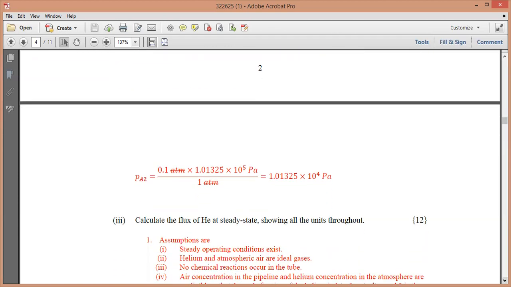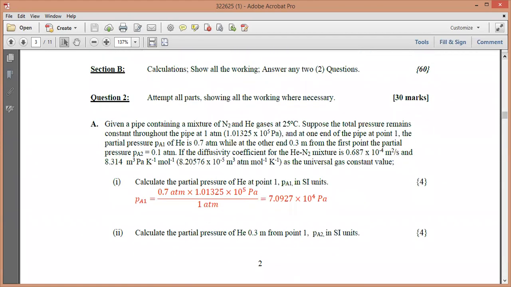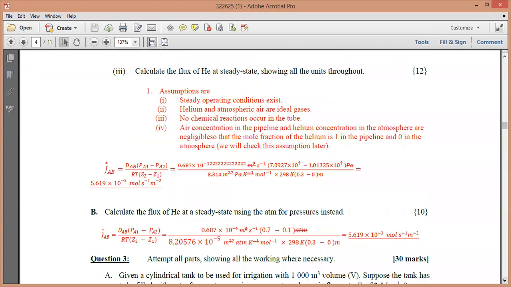Okay, so let's look at the next question. The next question says, calculate the flux of helium at steady state, showing all the units throughout. So here you know the formula for flux. We looked at flux in our notes earlier on. We defined what flux was. Okay, so now let's look at how we find flux here. Okay, so what are the assumptions already?